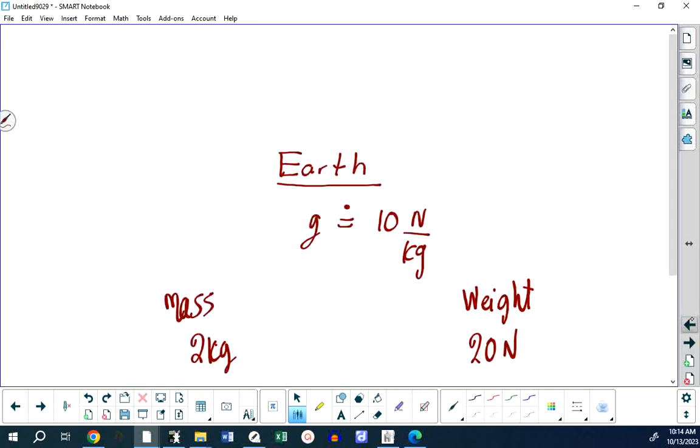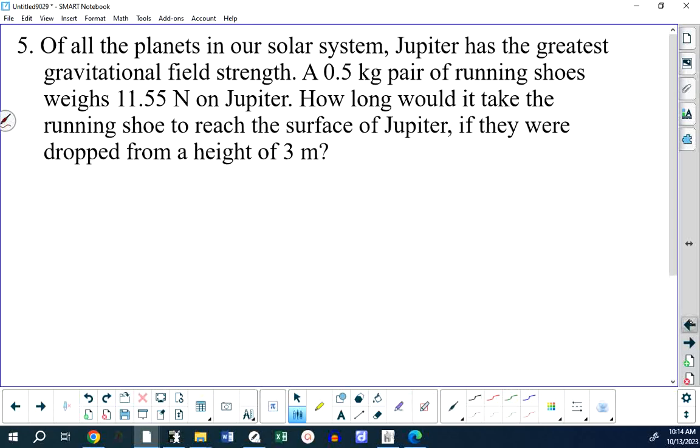Number 5. Of all the planets in our solar system, Jupiter has the greatest gravitational field strength. By the way, we know these gravitational field strengths not necessarily because they've been measured on the planets. There are ways to calculate them based on the size of a planet and the mass of a planet. We can determine the size by looking at the planet in a telescope and doing some basic trigonometry with similar triangles.